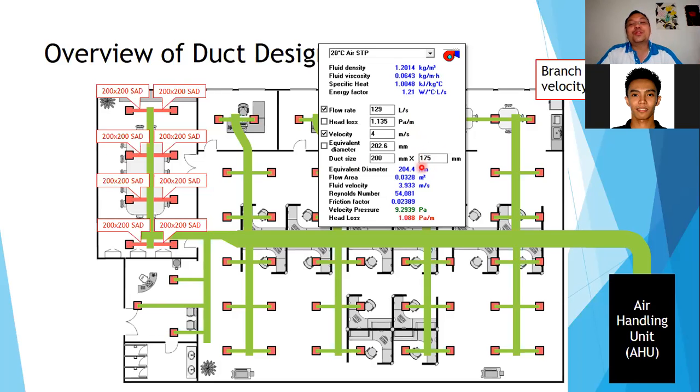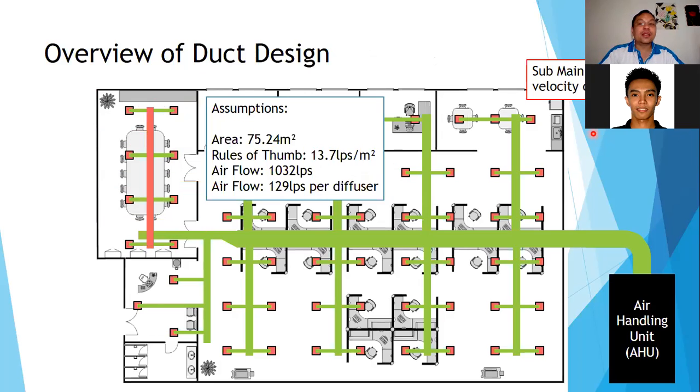We don't want to go lower than the requirement, so we go higher. Because if we go lower than 175, our velocity will also increase, and we want our velocity to be at 4 meters per second. So our duct size is 200 by the next size up, 200. There you go. So we select 200 by 200 on our terminal unit based on the constant velocity method. Branch ducts, constant velocity of 4 meters per second. All right. Next is your submain.